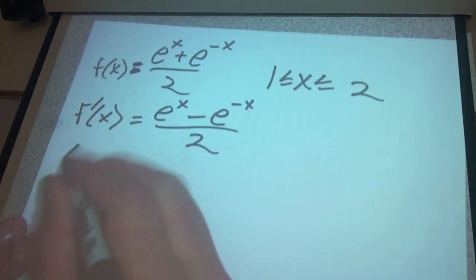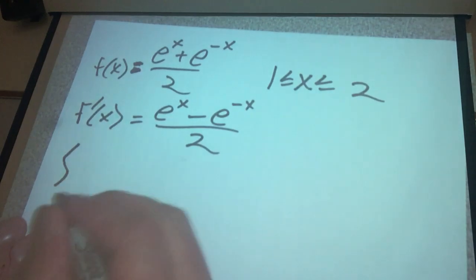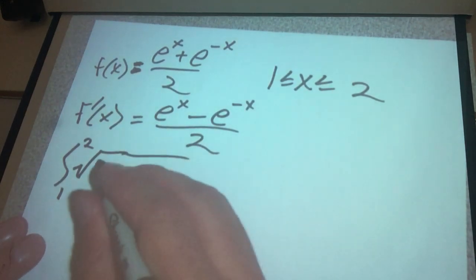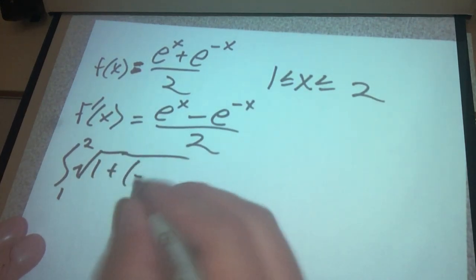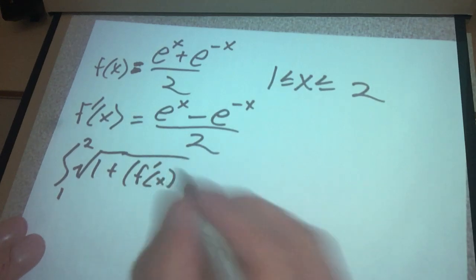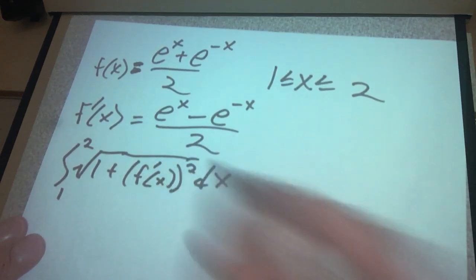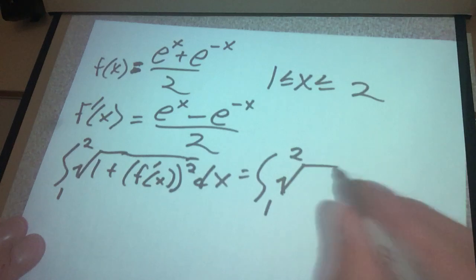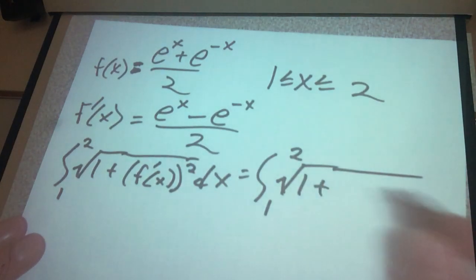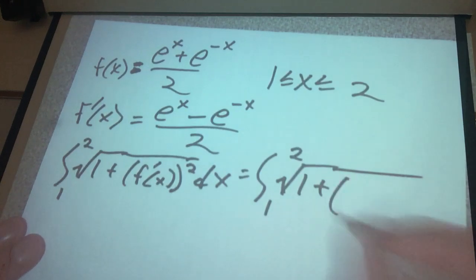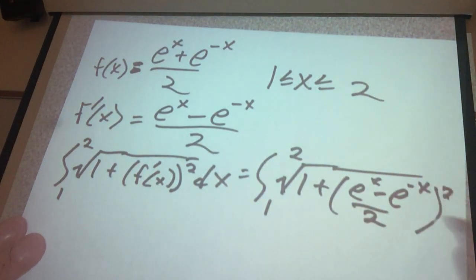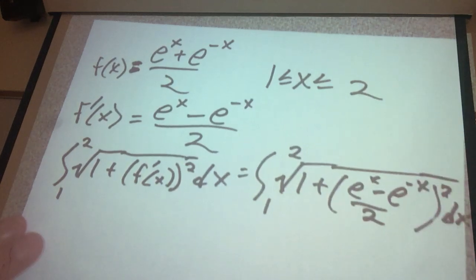So our formula is going to be the integral. Remember, the formula for this would be 1 to 2 of the square root of 1 plus, now, f prime of x squared, and this is going to be an integral with respect to x. So that's going to equal the integral from 1 to 2 of the square root of 1 plus, okay, this would be e to the x minus e to the minus x, now divided by 2 and squared, and we're going to integrate with respect to x.